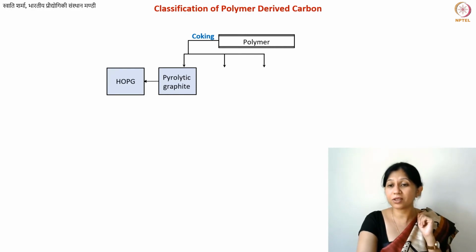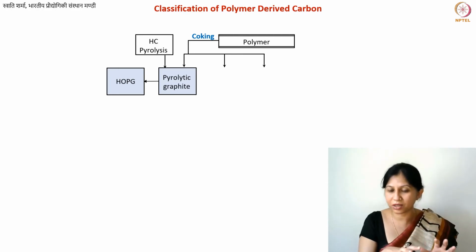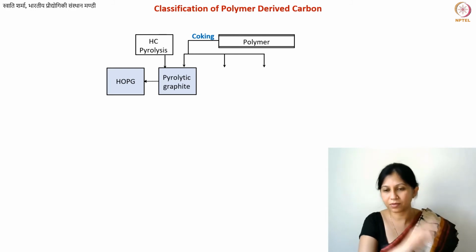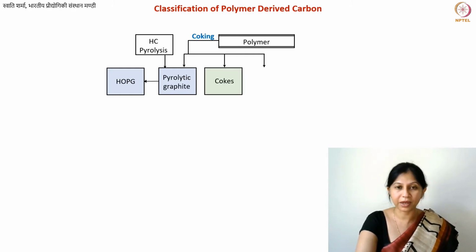What you can do with this, you can make highly oriented pyrolytic graphite after further treatment, or even when you have a very high heat treatment temperature, then you can get highly oriented pyrolytic graphite, or you can also just stop at pyrolytic graphite. Here I have also mentioned that by hydrocarbon pyrolysis you can get it. Although it's not a part of this particular diagram because it's polymer, I just showed it because HOPG can also be obtained.